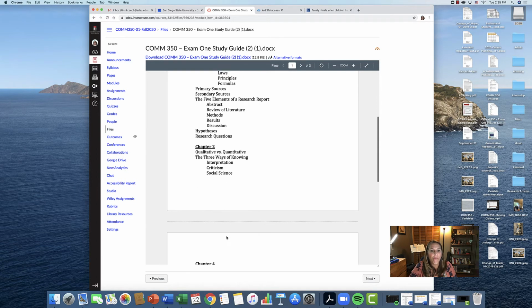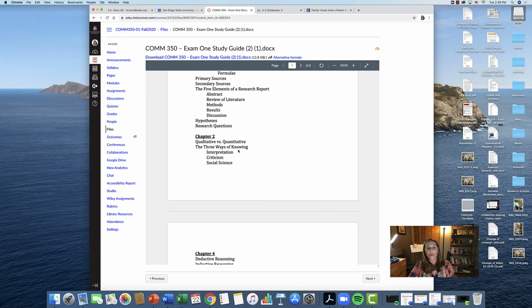Okay. When we talk about the three big ways of knowing, we talked about paradigms, or the way we go about doing something. A paradigm is a point of view. Remember, it's a different perspective. In academia, we have three paradigms or ways of knowing that we do research from.